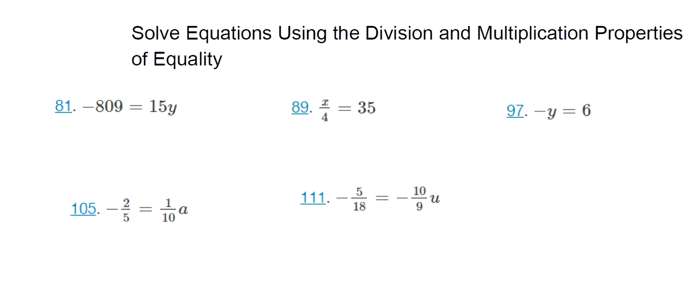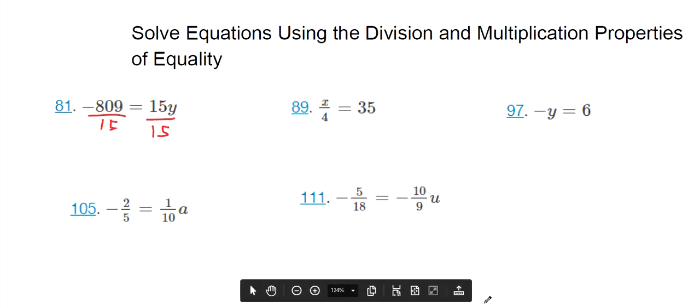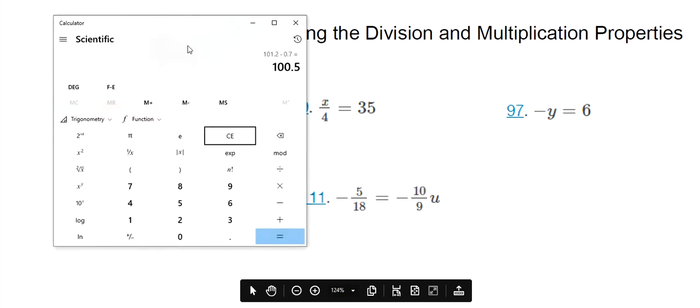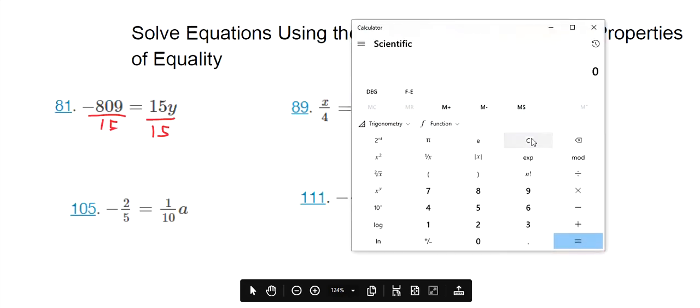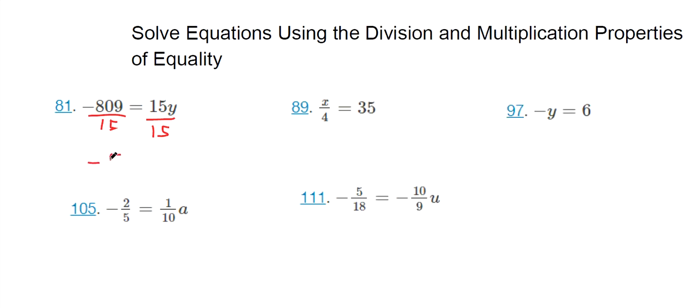Okay, number 81 over here, we got negative 809 equals 15y. So to try to get y by itself, we want to divide both sides by 15, because right now it says 15 times y. We undo multiplication with division. So simplify that as a decimal. We're going to keep in mind our answer is negative. We got negative 53.93. Could keep it as a fraction and try to reduce.